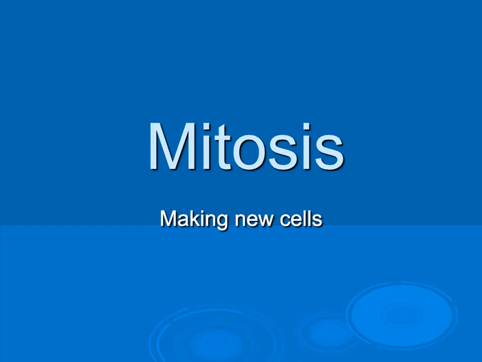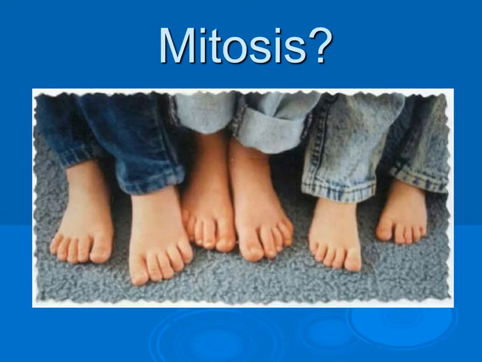Yesterday you learned about cell division, and today we're going to learn about the special type of cell division that occurs in eukaryotes, and it's called mitosis.